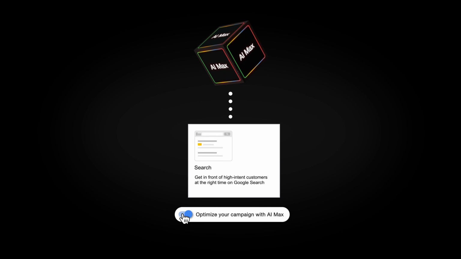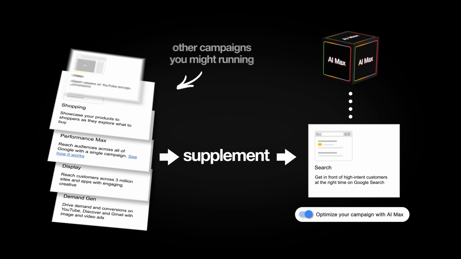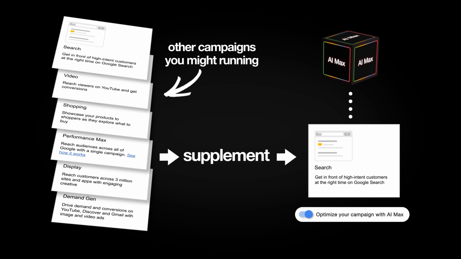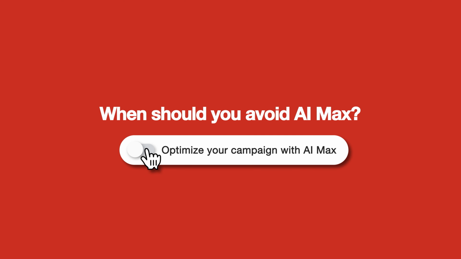And I think at this stage, for most advertisers, you should think of AI Max as a supplement to other campaign types or even other search campaigns that you might be running, not necessarily a full replacement. I'm just going to run AI Max and I'm going to not bother with anything else. Okay, so when should you avoid AI Max?